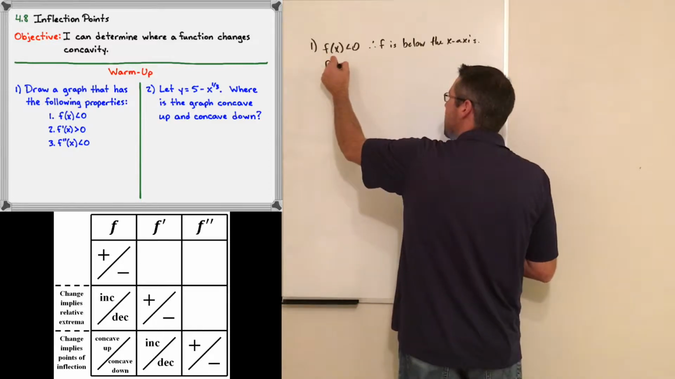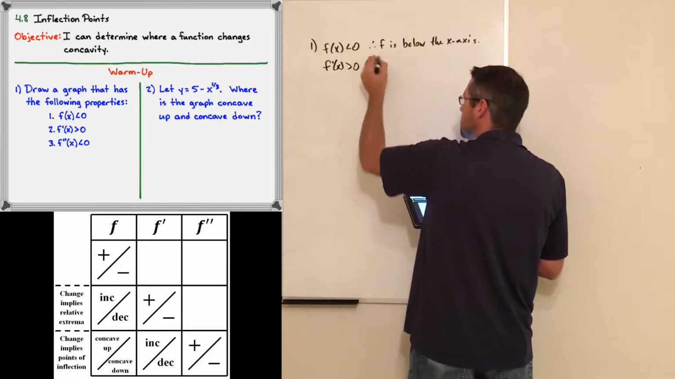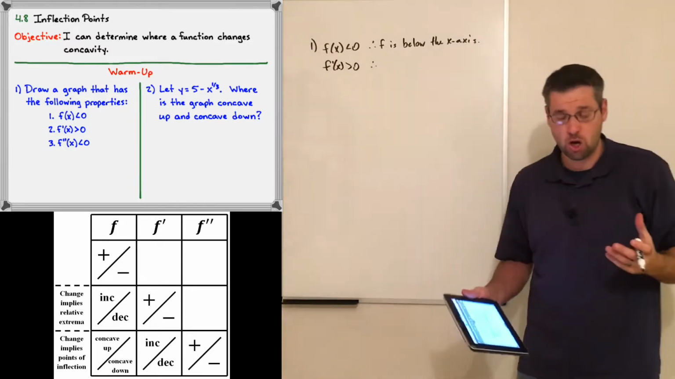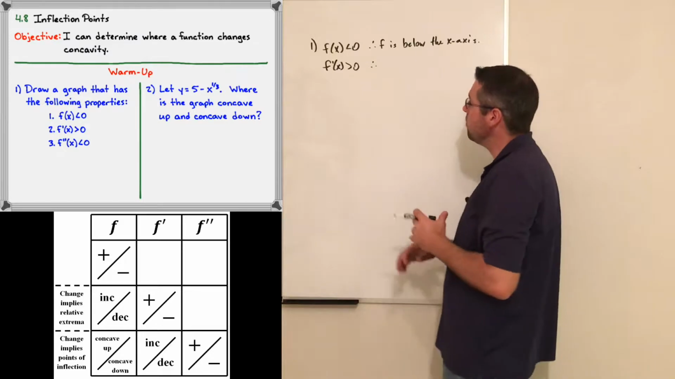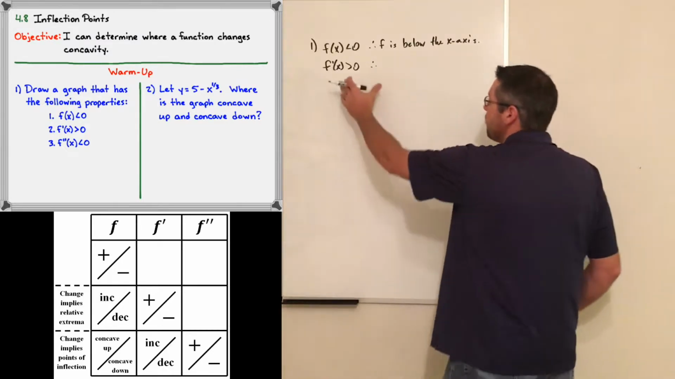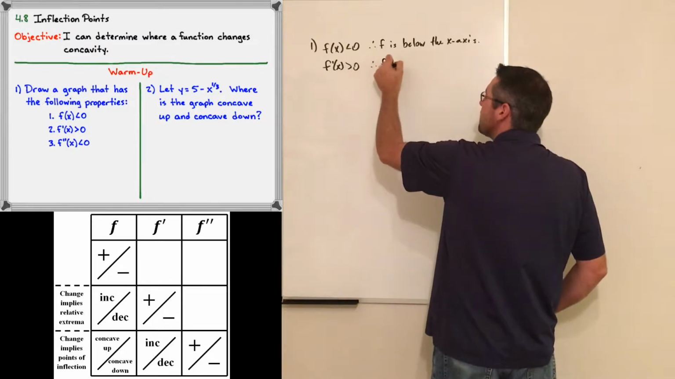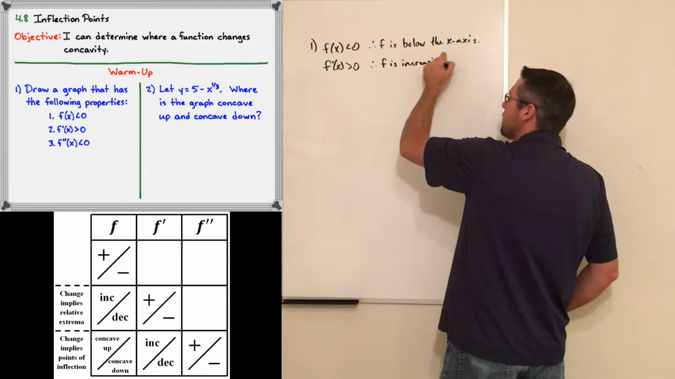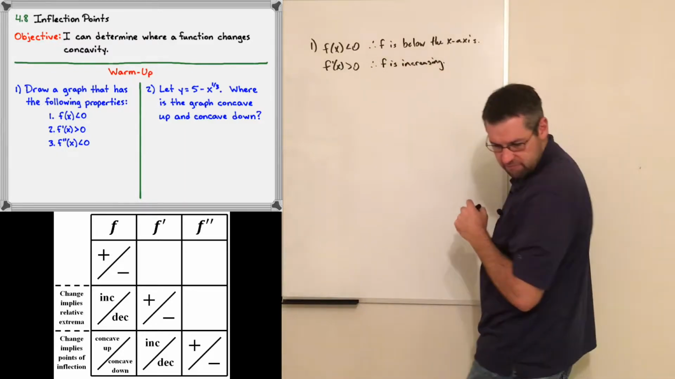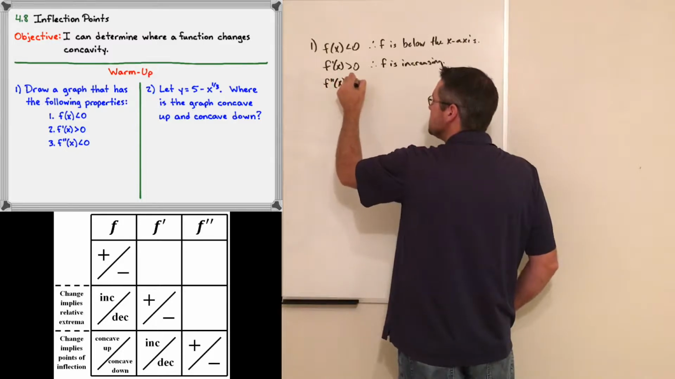Now it also says that f prime of x is greater than 0. Well, we can interpret that based on our chart. What does that mean for f? If f prime is greater than 0, in other words, f prime is positive, we know that f is going to be increasing. Okay, and the last part, it says that f double prime of x is less than 0.